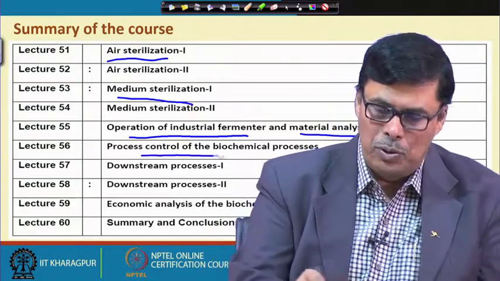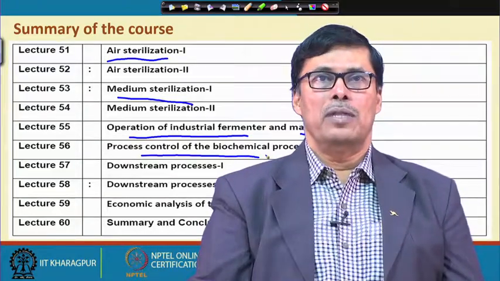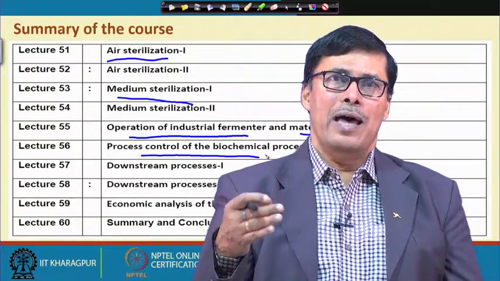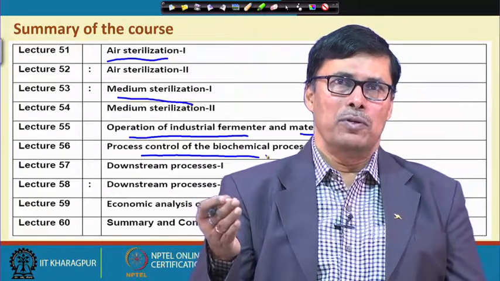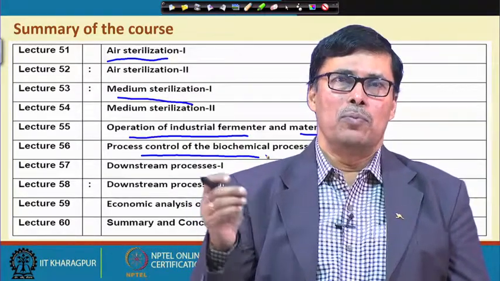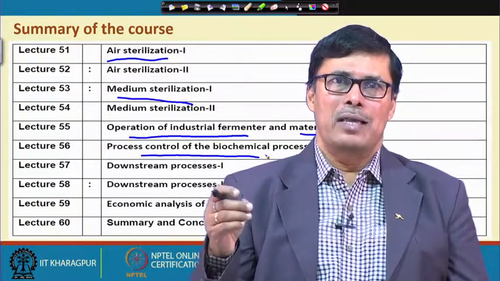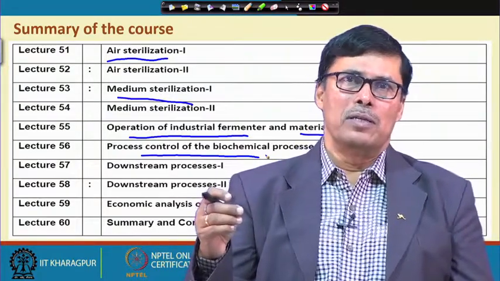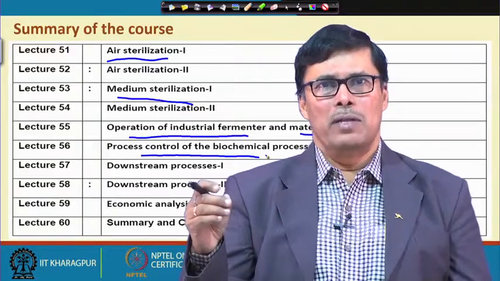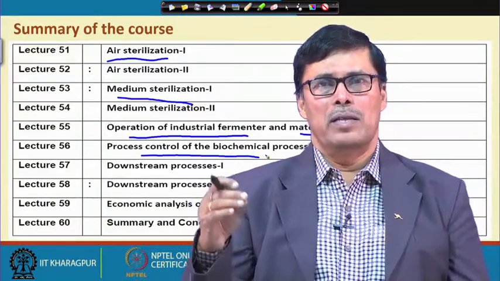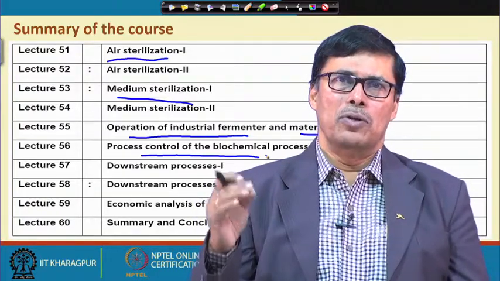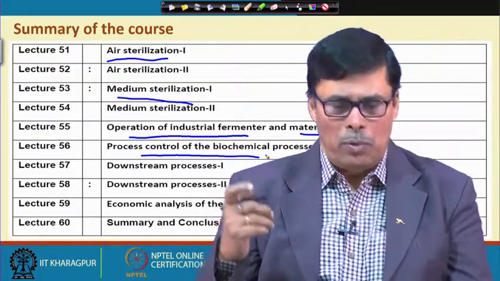Then process control. We know that we slowly step into the automation of the process, and as we switch over to automation, we put in a lot of control devices, and there are different control devices. In the biochemical process, a couple of controls play a very important role, for example pH, temperature, agitation speed, and foam control. All these controls play a very important role.